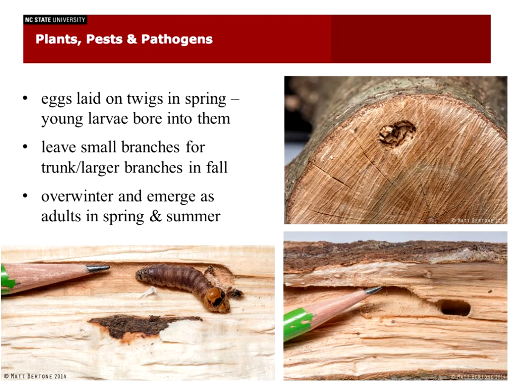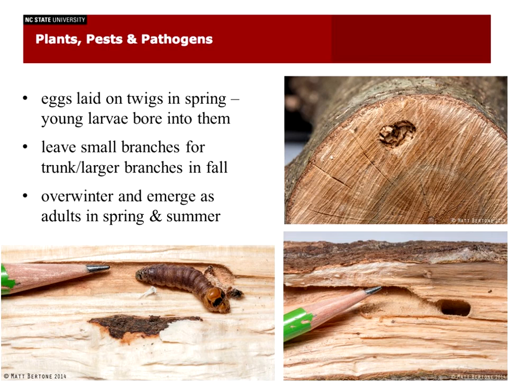So here the life cycle is the eggs are laid on twigs in the spring, and these are very small twigs, and the larvae bore into them and eat out the entire pith. Now when they start to grow and the space becomes a little tight, they'll actually leave those little twigs and then go into the larger branches or the trunk of the trees.